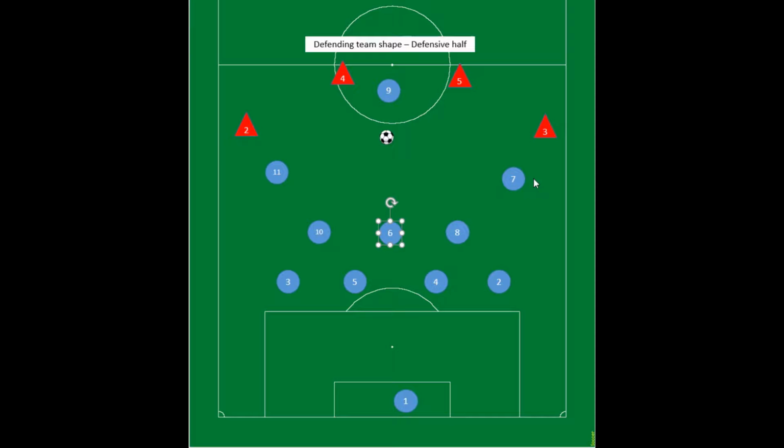We're talking about defending team shape in our defensive half. The scenario here is the other team has the ball, they have us in our half, and we are defending against them. This also applies to when we're doing a low pressure defense.